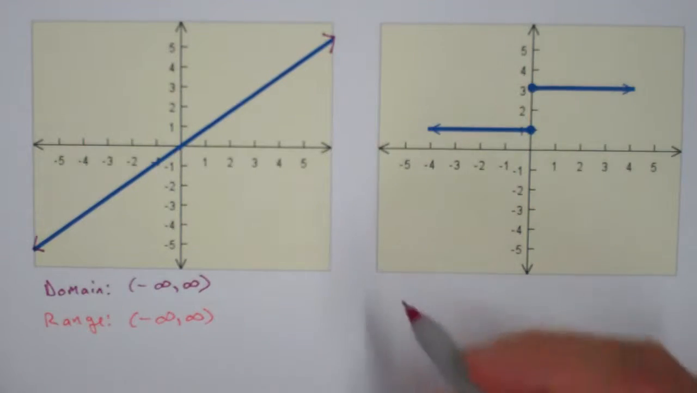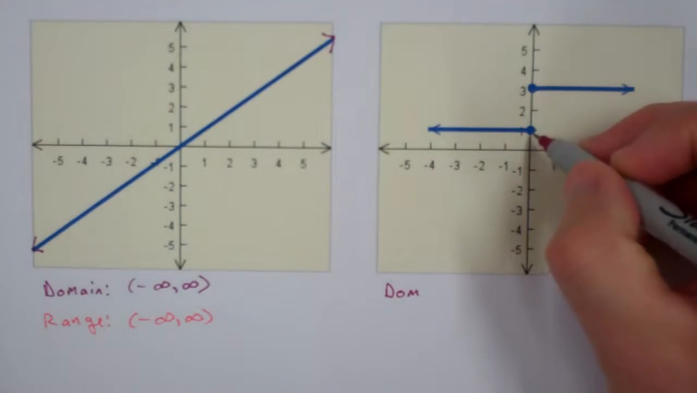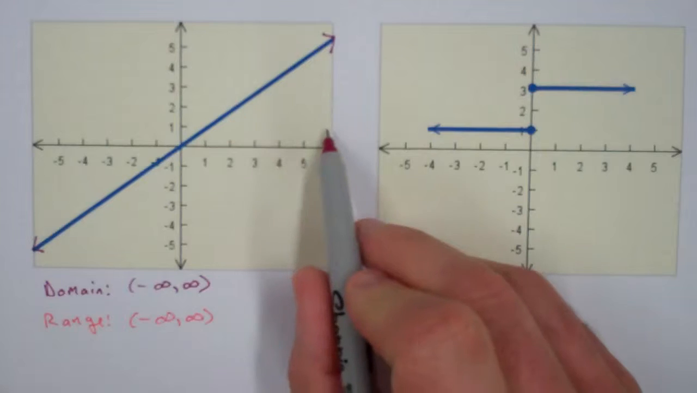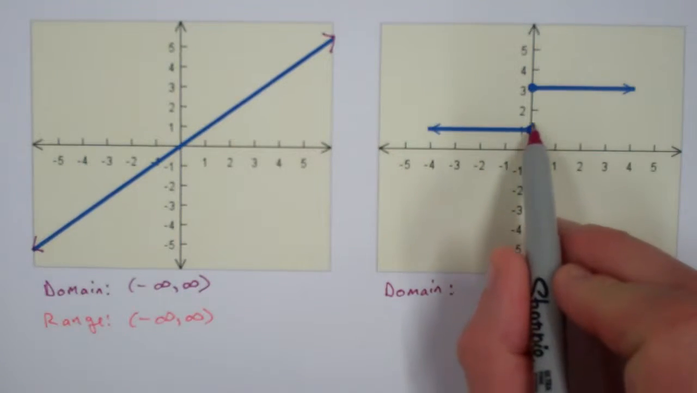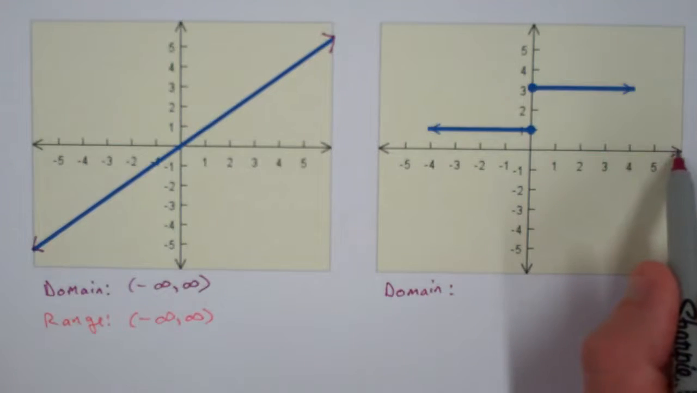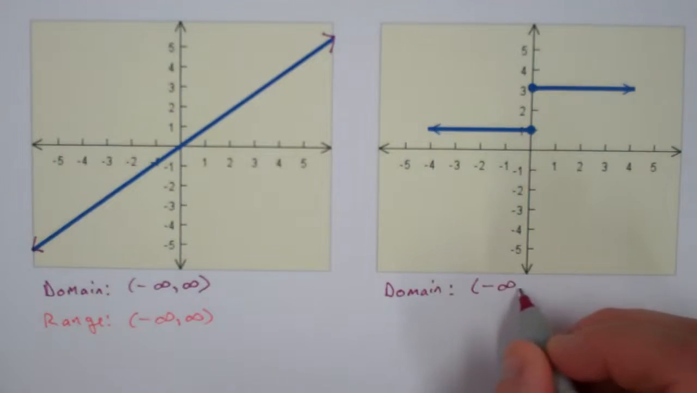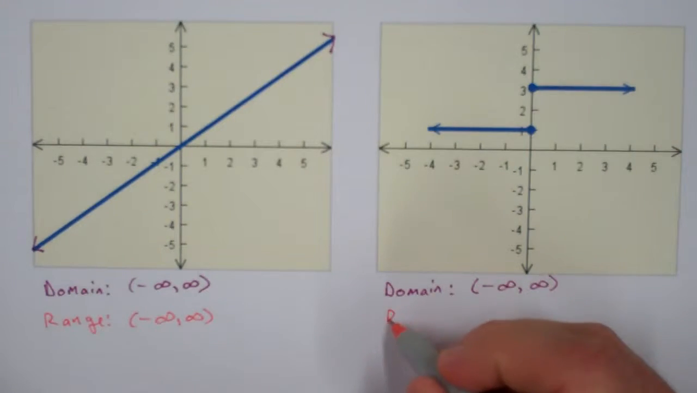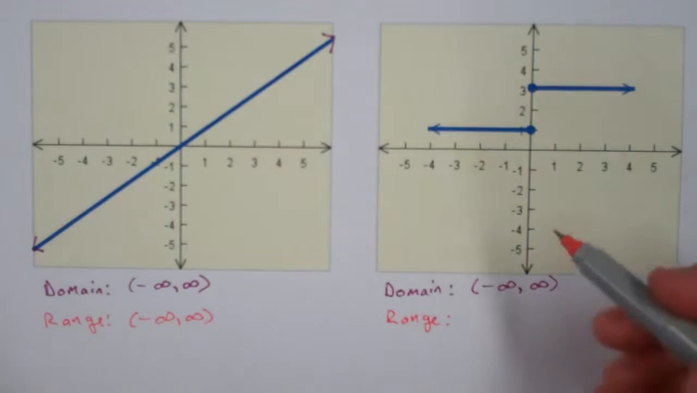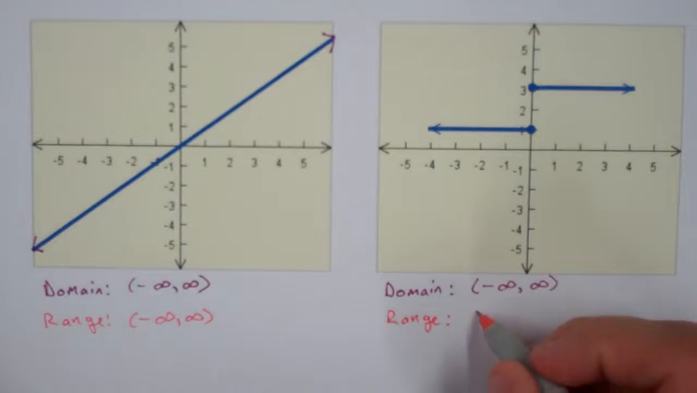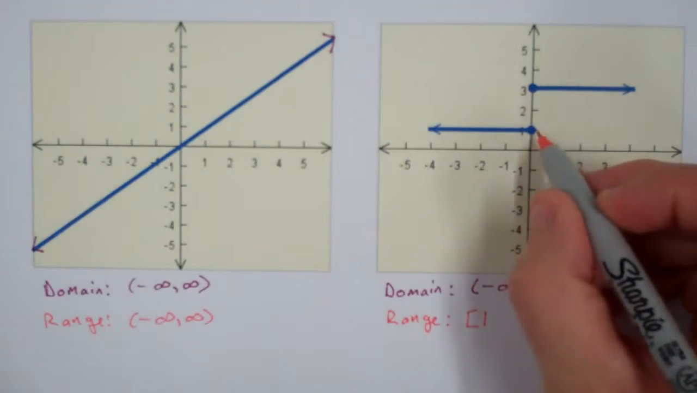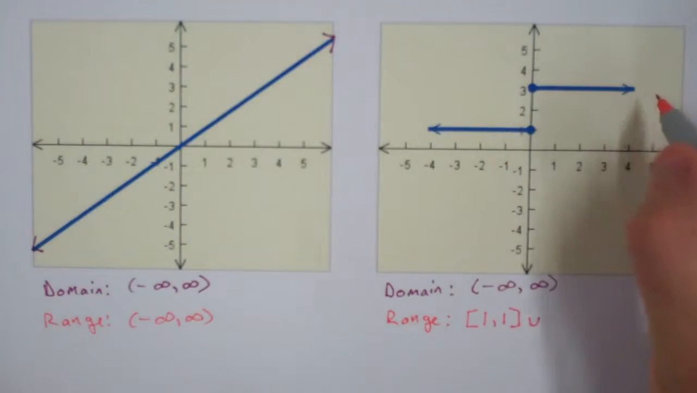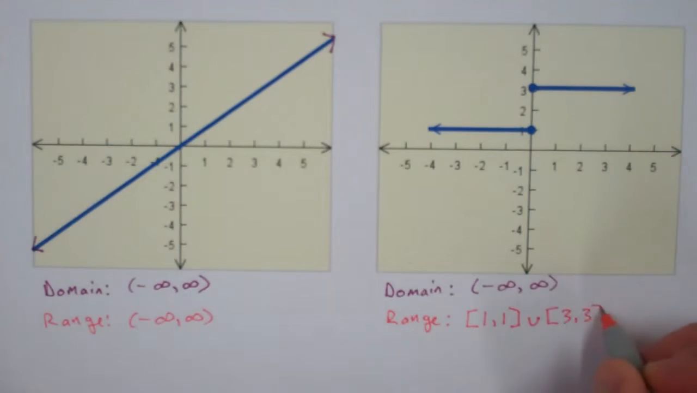If we look at the next one, this one happens to not be a function. At 0 there's 2 outputs, 1 and 3. But if we're looking at only the domain, all numbers from -infinity up to this point work, and then any number past that works too. So this one is going to be -infinity to infinity. The range is a little more interesting. The lowest number the graph exists at is 1, and it only exists at 1. There's a gap here, so here's our union symbol. And then 3 is the next value.